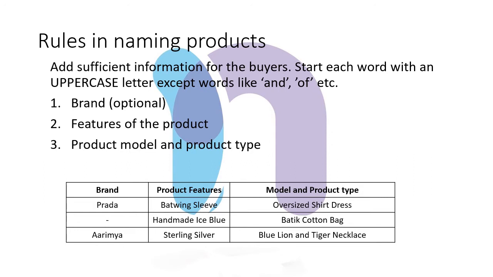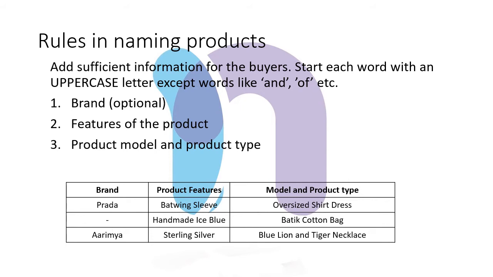Second example, handmade ice blue batik cotton bag. Here we don't have a brand mentioned. The product features are that it is handmade and it is ice blue in color. The model and product type is batik cotton bag.